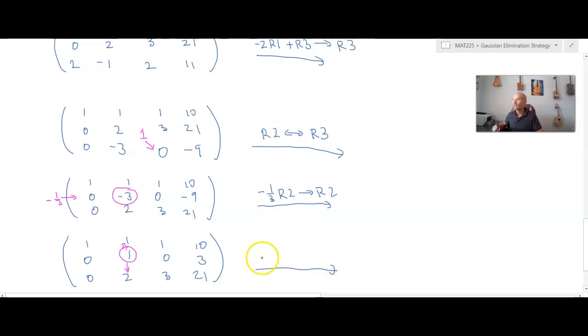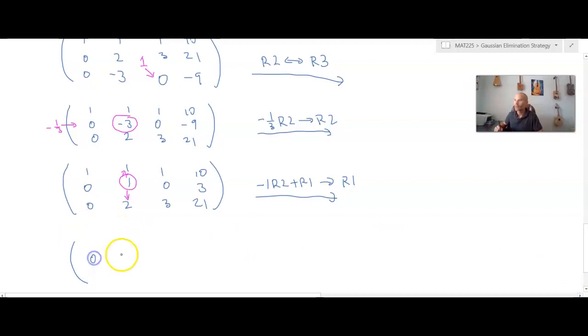So if I take negative 1 times row 2 and add it to row 1, that's going to cancel out the 1 up top. Again, it doesn't matter whether you cancel out the 2 below or the 1 above. And I'm going to store that result in row 1. All right, so that means second row and third row are staying the same. I'm only changing the first row. And the way in which I'm going to do that is by taking negative 1 times row 2 and adding it to row 1. That's going to give me, let's see, negative 1 times 0 plus 1 is 1. Negative 1 times 1 plus 1 is 0. Negative 1 times 0 plus 1 is 1. Negative 1 times 3 plus 10 is 7.